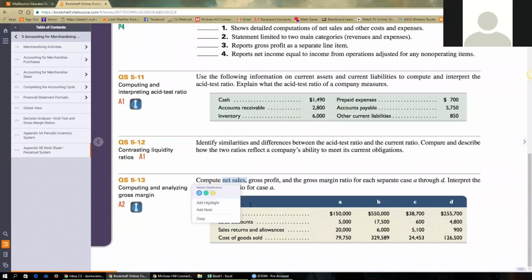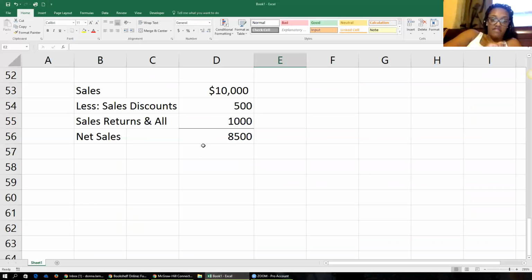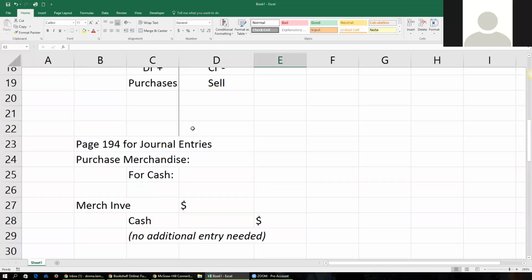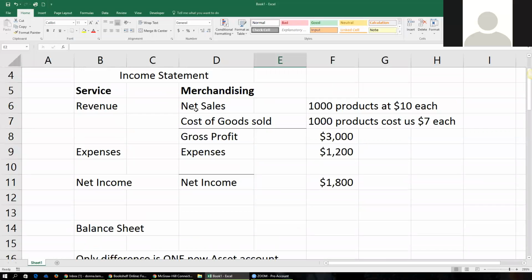So net sales minus the cost of goods sold is the gross profit. Net sales minus cost of goods sold gives us gross profit. So it took a little to get net sales. We had to start with sales and take away the discounts, take away the returns. We finally get to net sales. But once we get net sales, then we can subtract cost of goods sold and determine our profit.